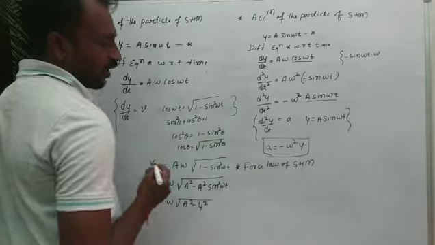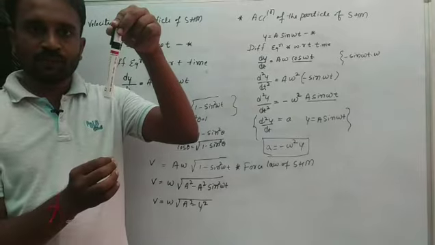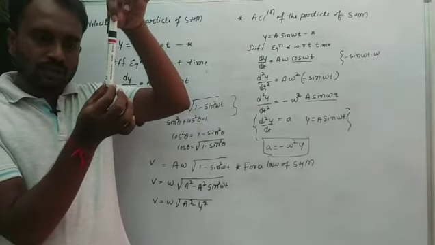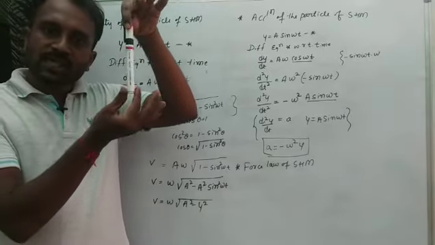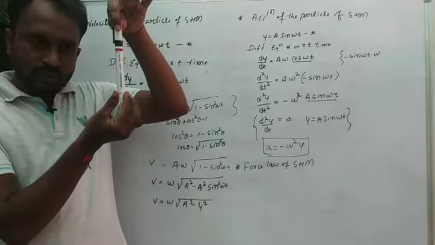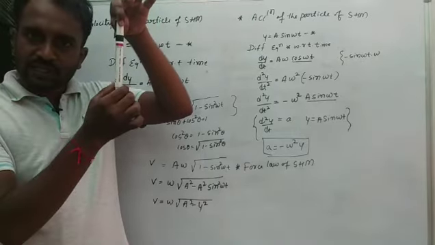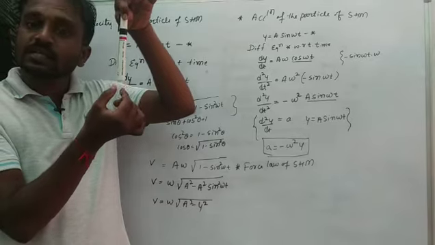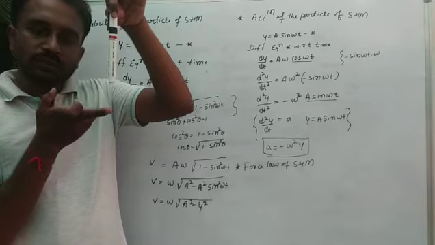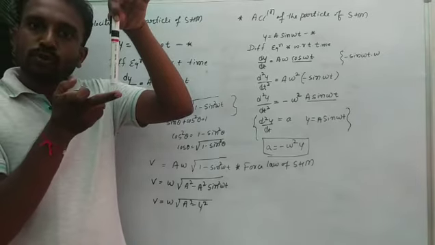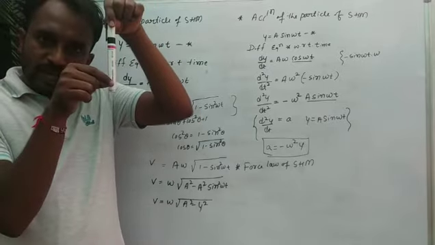Okay, so the force law of SHM. Suppose this is a spring. If you apply some force at one end of a spring, with the other end fixed to a rigid surface, then what happens? The spring is stretched, which means the spring is displaced. Then after removal of this external force, the spring moves back to the same position.